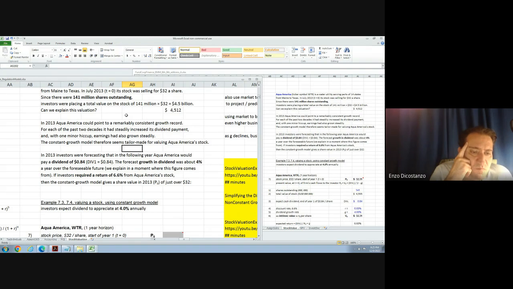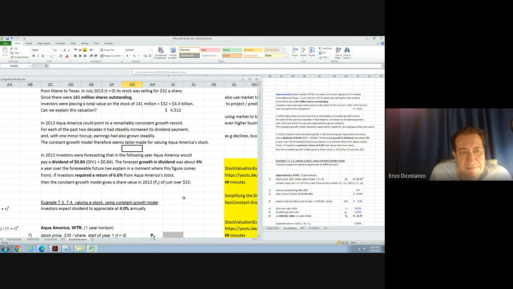So the forecast was the growth in dividends about 4% a year over the foreseeable future, and we explain in a moment where the figure comes from. If investors require a rate of return of 6.6% from the company, then the constant growth model gives a share value of just over $32. And we're going to go through what that is.